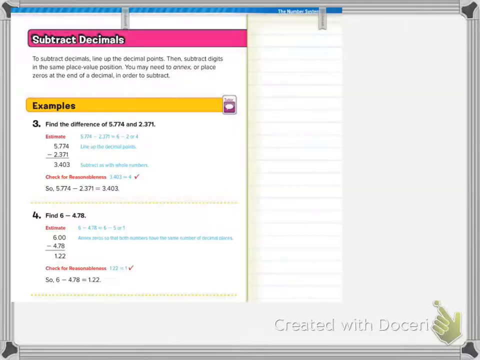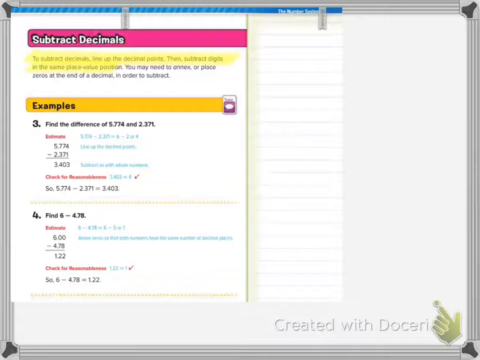Okay, let's turn the page. Subtracting decimals is exactly the same way. We're going to highlight. To subtract decimals, you're still going to line up those decimal points. You're going to subtract the digits in the same place value position.